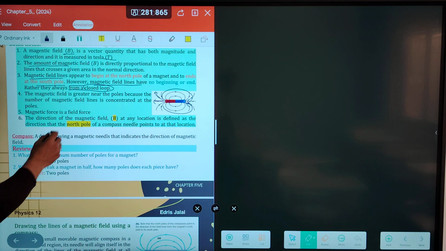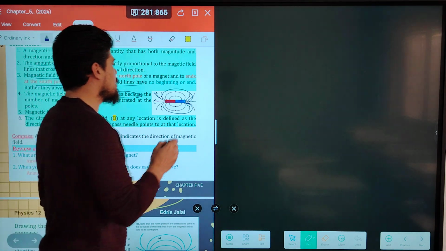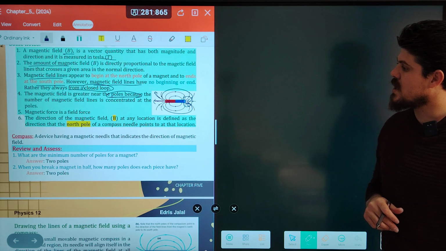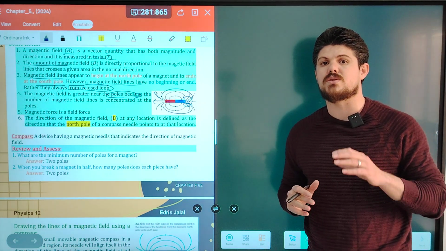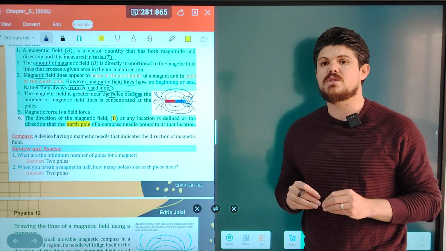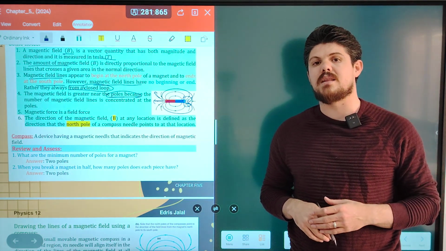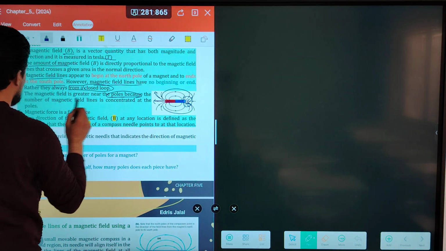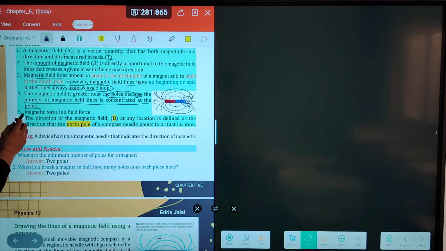The magnetic field is greater near the poles. Why is the magnetic field great at the poles? Because at the poles, there are a lot of magnetic field lines in a small area. The magnetic field lines are concentrated at the poles. So that is why the magnetic field is stronger at the poles than on the other sides.